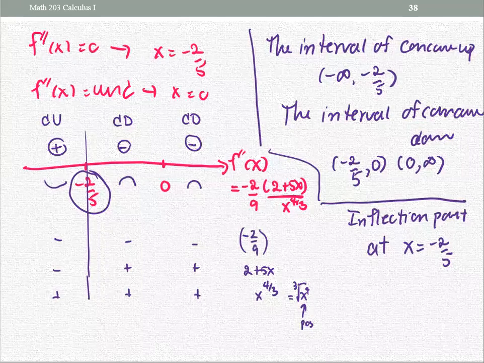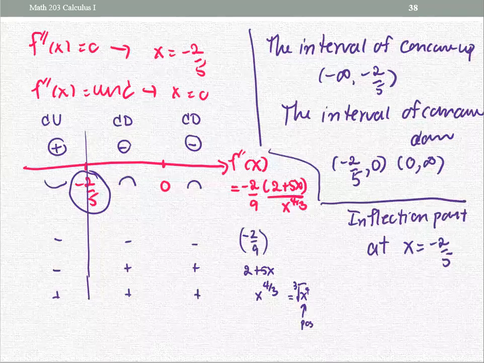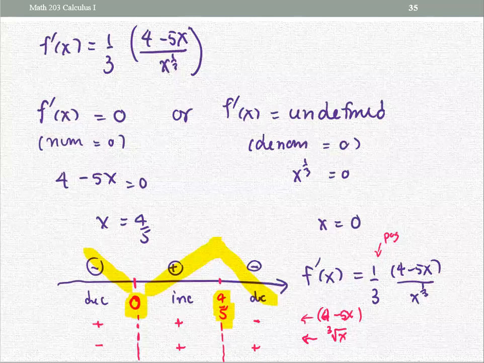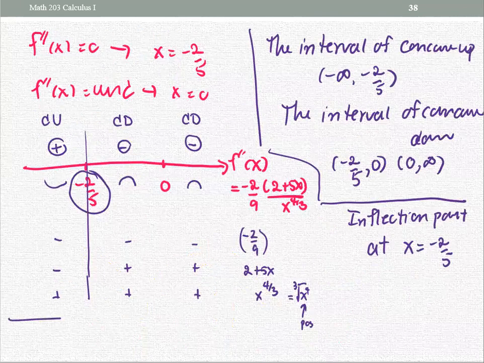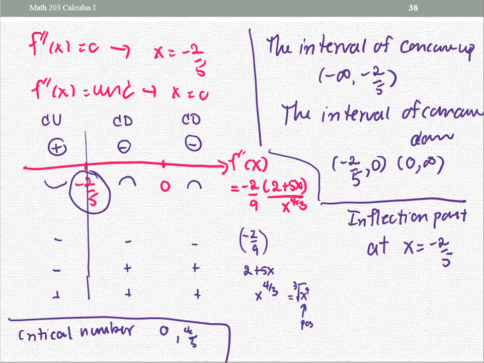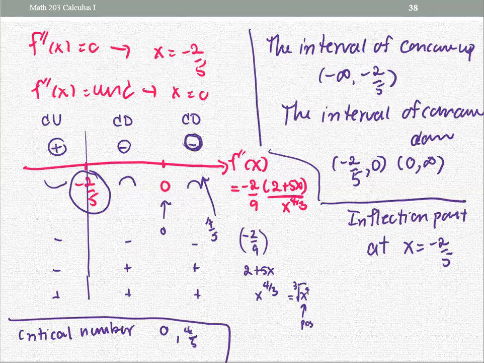And the second derivative test is another add-on problem. You have to refer to the critical numbers. The critical numbers that we found earlier are 0 and 4 over 5. Based on the critical numbers, where is 0? 0 is right here. Where is 4 over 5? 4 over 5 is greater than 0. So 4 over 5 is in the concave down interval.